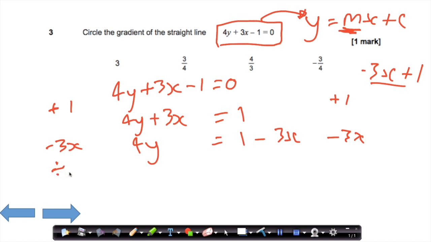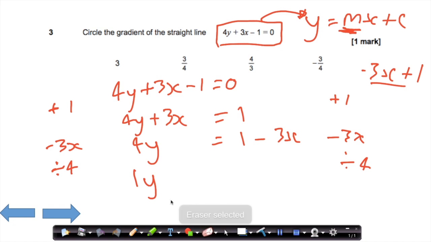Now, as we've got 4y, we want to end up with just 1y by itself. So we divide by 4, because any number divided by itself makes 1. So we end up with 4 divided by 4, which gives us 1y.